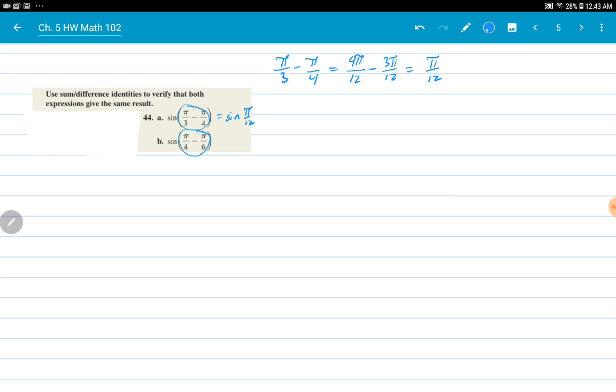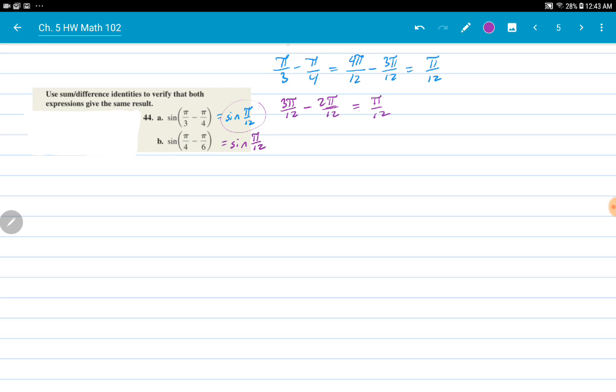And this other one, this guy, so that's 3 pi over 12 minus 2 pi over 12 gives me pi over 12. So two different ways to find sine of pi over 12. And the point of this is just to show that regardless of which way I do it, I will still get the same answer. So just showing there's multiple ways to find sine of pi over 12.